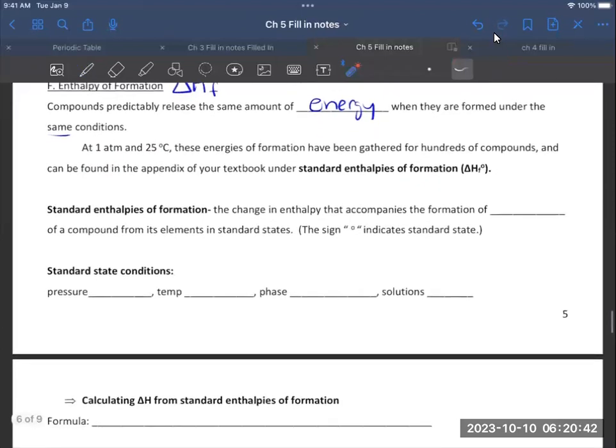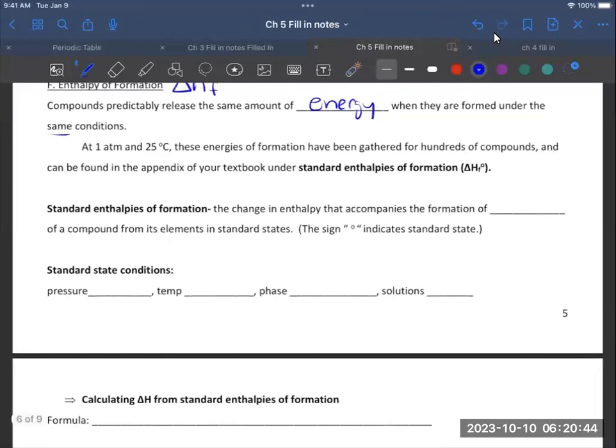Again, it's the change in enthalpy, which is our heat change with the formation of 1 mole of a compound from its elements, keyword from its elements, in standard states. When I say standard states, I'm talking about 1 atmosphere and 25 degrees Celsius, and whatever phase the compound is at room temperature. And if you're looking at an aqueous solution, it's going to be a 1 molar solution.